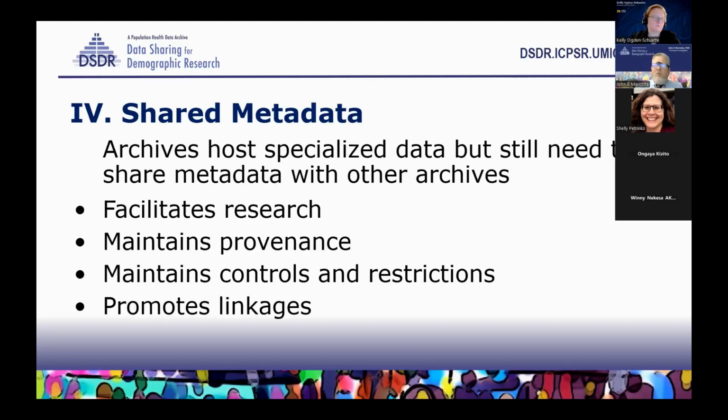So where are we going with this? Well, shared metadata. I know I sound like a broken record, but shared metadata. While archives can host their specialized and particular domain or topic data, they still need to share metadata with other archives and make that data discoverable. It facilitates research, maintains the provenance. Provenance is very important. It maintains controls and restrictions, and it promotes linkages, people being able to look at data in different ways. Metadata, metadata, metadata.